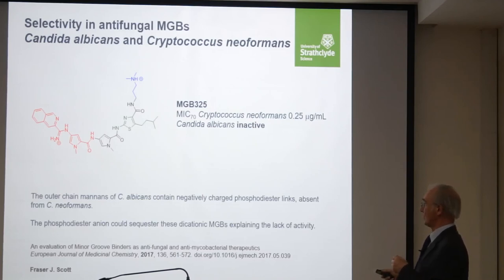Now, we rationalize that without any direct experimental evidence because of the difference in the outer phases of the cell walls of the two different organisms, one of which contains a phosphodiester and the other of which does not. So C. albicans contains the negatively charged diester, and it may be that our compound with these positive charges just sits there in the cell membrane, never gets in to see the target inside the cell.